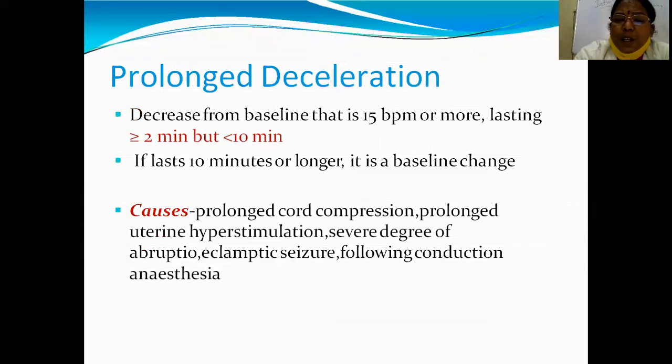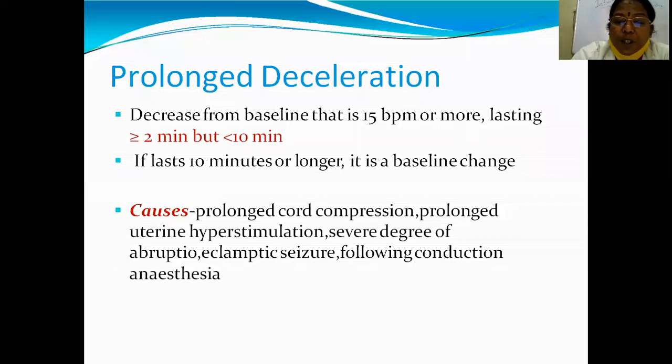Prolonged deceleration. If there is a decrease in the fetal heart rate of 15 beats or more, which is lasting for more than 2 minutes but less than 10 minutes, it is called a prolonged deceleration. If it lasts 10 minutes or longer, it is a baseline change. So prolonged deceleration lasts less than 10 minutes, but more than 2 minutes.